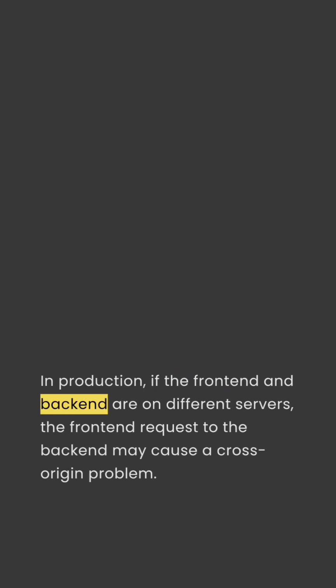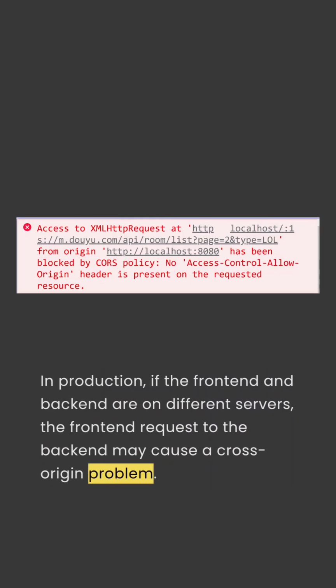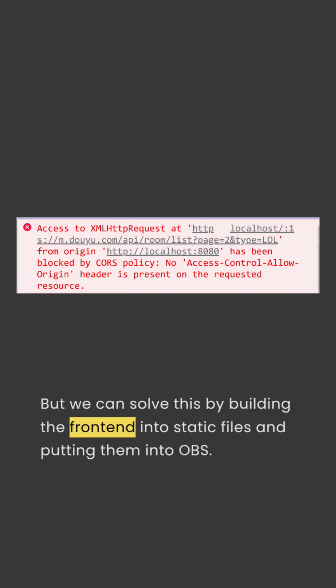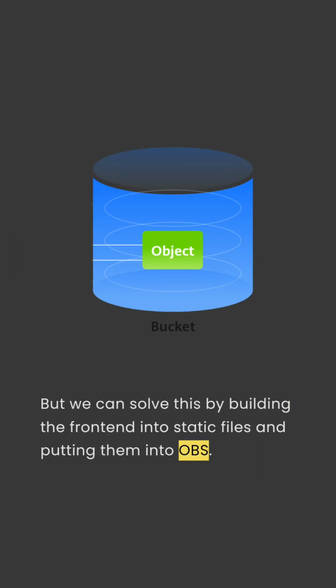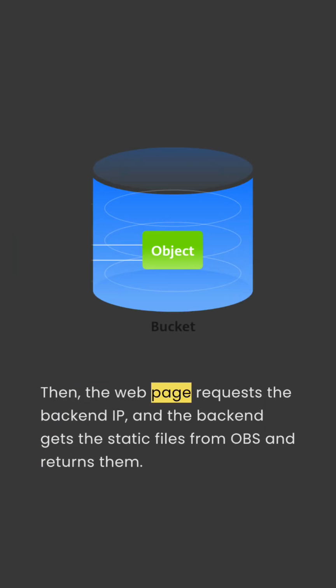2. How to solve cross-origin in production. In production, if the front-end and backend are on different servers, the front-end request to the backend may cause a cross-origin problem. But we can solve this by building the front-end into static files and putting them into OBS. Then, the web page requests the backend IP, and the backend gets the static files from OBS and returns them.